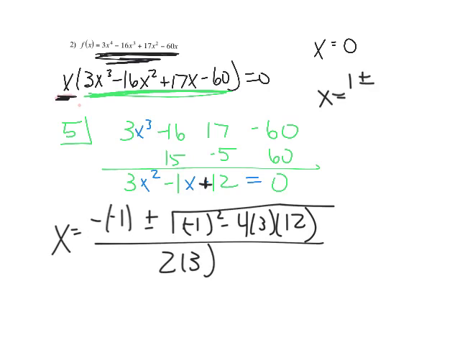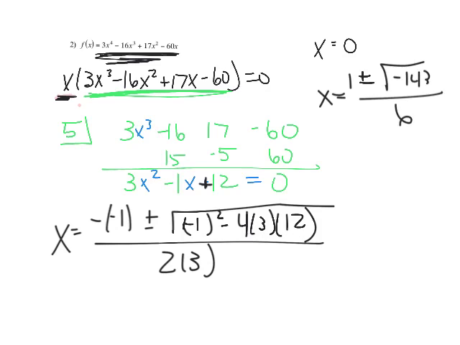When you do this underneath, you get a positive 1, because negative 1 times negative 1 is positive 1, minus 4 times 3 times 12. Well, 4 times 3 is 12, times 12 is 144. So it's going to be 1 minus 144, so it's actually going to be a negative 143. Of course, you can just go to your calculator and do that. Negative 143, all over 6.